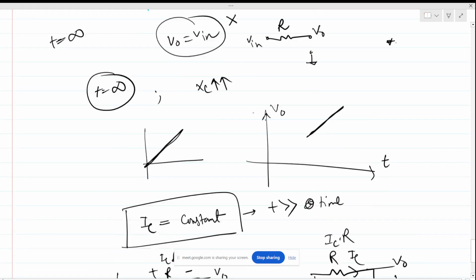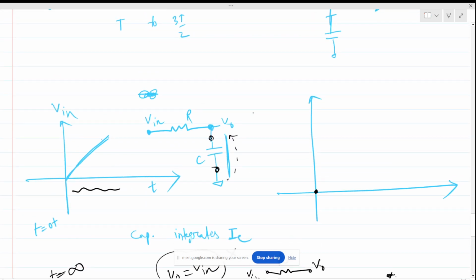So now if we go to the picture again, this was our input, right? And we have a steady state error of IR. So this will be our V out, okay? So this voltage is the IR voltage.